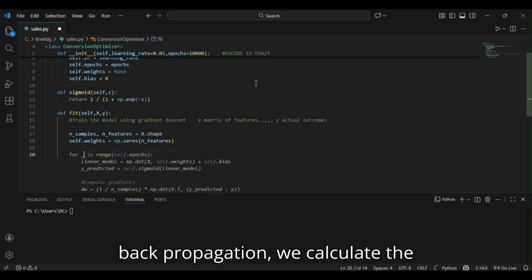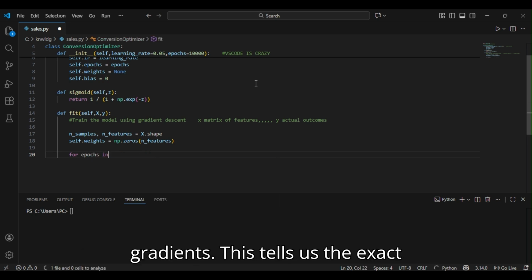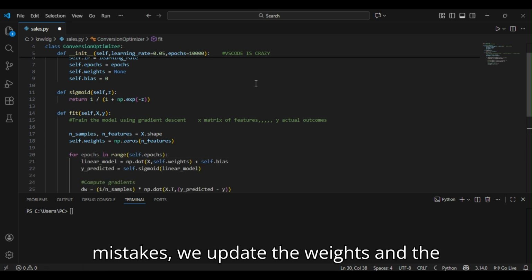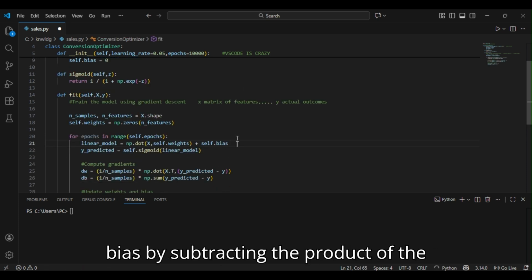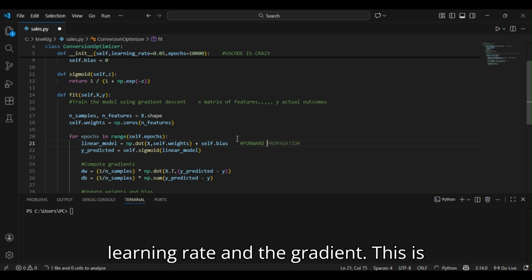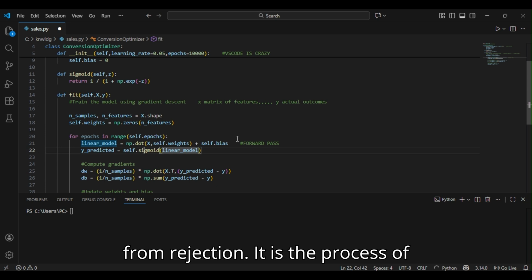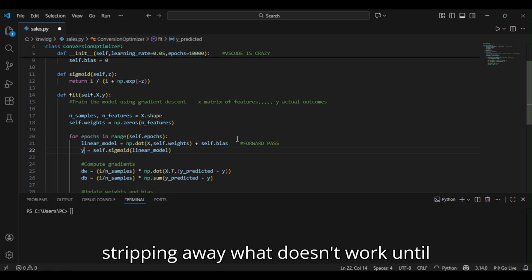Through backpropagation, we calculate the gradients. This tells us the exact direction we need to move to minimize our mistakes. We update the weights and the bias by subtracting the product of the learning rate and the gradient. This is the mathematical equivalent of learning from rejection. It is the process of stripping away what doesn't work until only the truth remains.